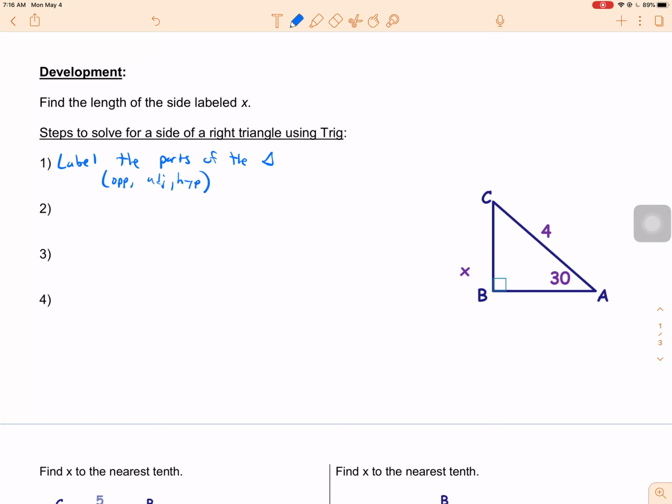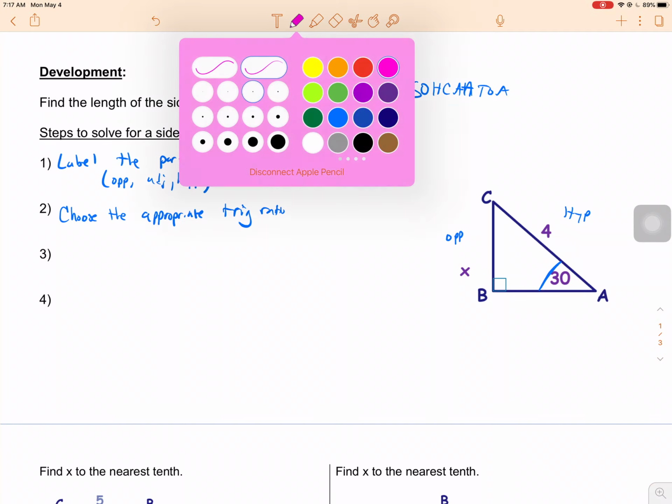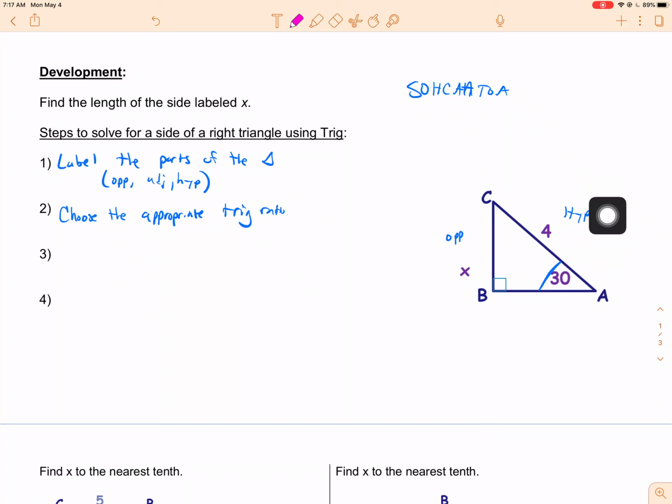So let's do that. Here's our angle, 30 degrees. That means BC is opposite. That means 4 is the hypotenuse. Step 2, choose the appropriate trig ratio. What I mean by that is using SOH CAH TOA. So I'm going to write SOH CAH TOA again, and we're going to see what sides we know. Opposite we're looking for, hypotenuse we're using, sine is the winner here.